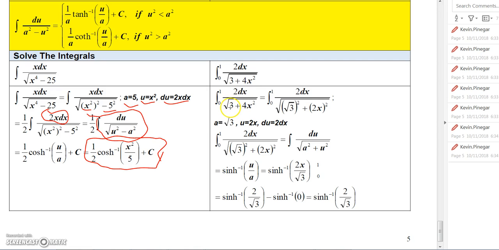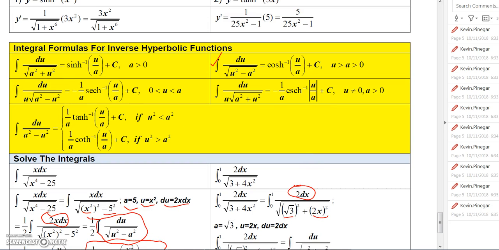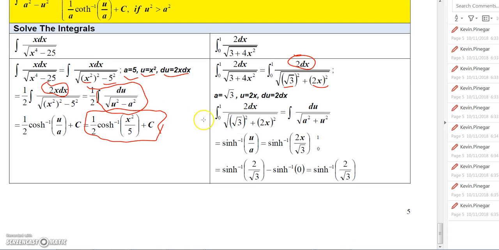Okay, so I'm going to write that. I can write 3 as the square root of 3 squared, and I can write 4x squared as 2x quantity squared. So if you say a is square root of 3, u is 2x, then du would be 2dx. So I have the du here. Then this actually takes the form of du over the square root of a squared plus u squared. And so when you integrate du over the square root of a squared plus u squared, that would be the first formula here, and that would be the inverse hyperbolic sine of u over a.